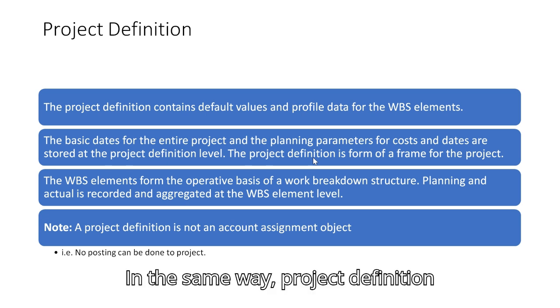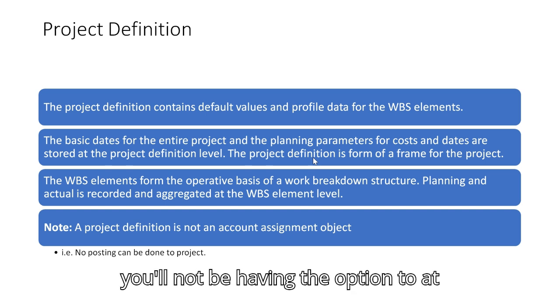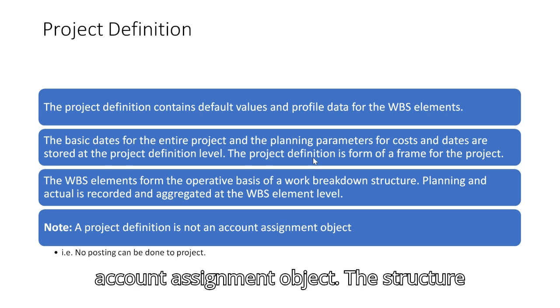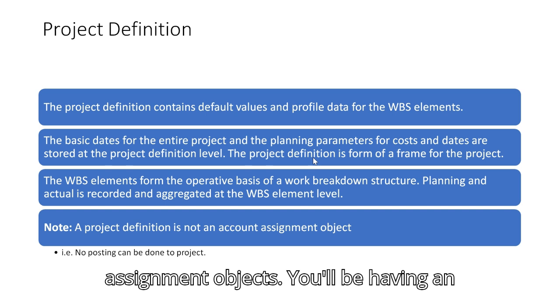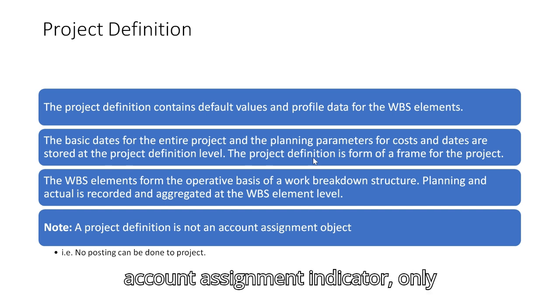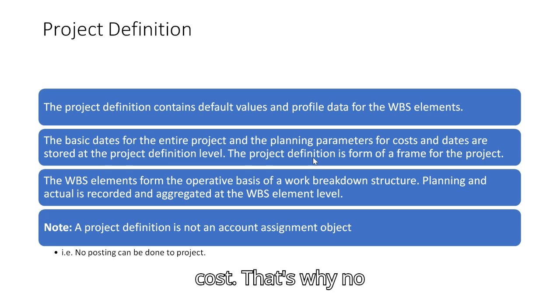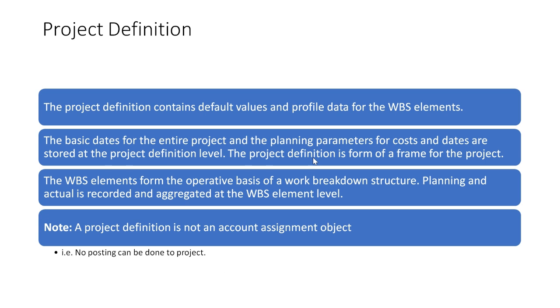In the same way, a project definition is not at all an account assignment object. You will not have the option to even check that. As it is not an account assignment object, the structure or the elements under it are the account assignment objects. You will have an option, so whichever you select with the account assignment indicator, only for those will you be able to post a cost. That's why no posting can be done to the project definition.